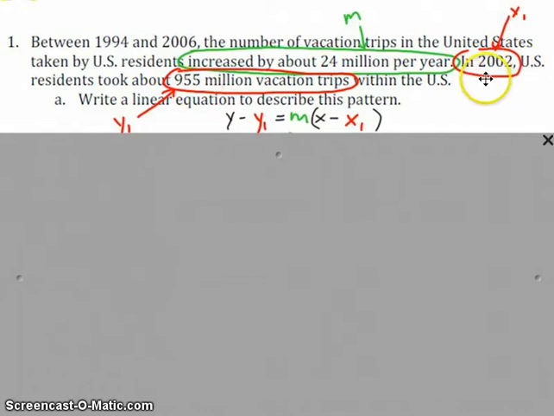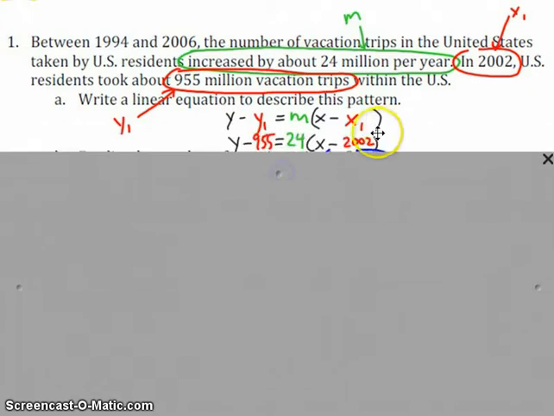Well, it can't be the case that the year depends on the number of trips. It makes much more sense that trips depends on the year. So trips is the dependent, it's the y. Time, year, is the independent one. So it goes with x. Okay, so in place of x1, I'm going to put 2002, as I did there. In place of y1, I'm going to put 955 coming from here. And like I said before, the slope, m, is 24.